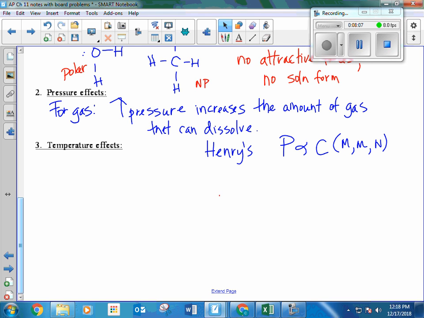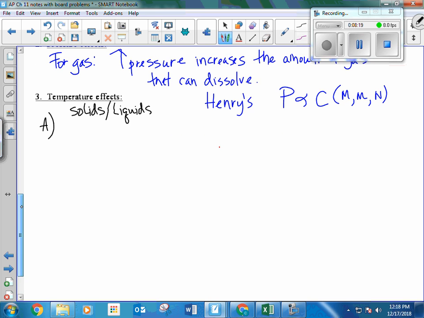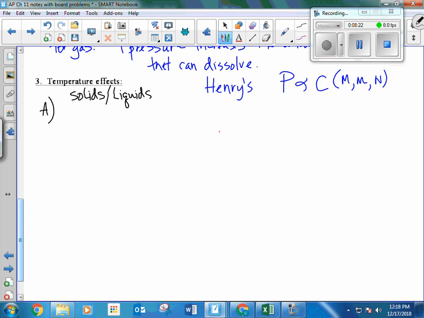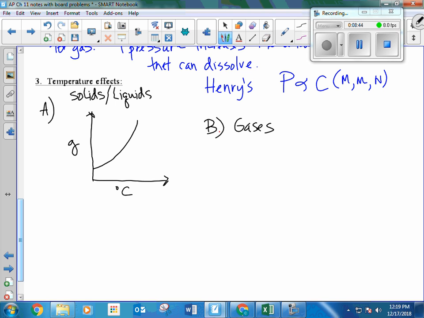So in situation A, we'll put this for solids and liquids. This is going to be the traditional solubility curve that you have seen and actually did in regular chem when you did your lab. So we have our solubility line going like this, and we know that if I increase the temperature, the amount of mass that I can get in there is going to be greater in terms of solubility. Now, if I do it for gases, the opposite is going to happen here.